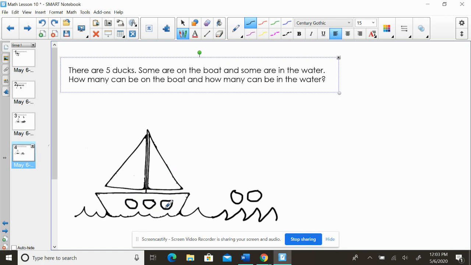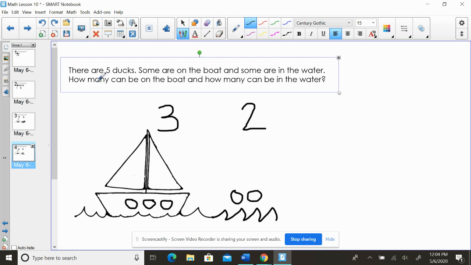So we see how many ducks on the boat. Good job, boys and girls. We see 3, so we're going to write that number by the boat. How many ducks do we see in the water? Good, we see 2. So I'm going to write that number above the water. And we have 3 and 2 that we put together to make 5.